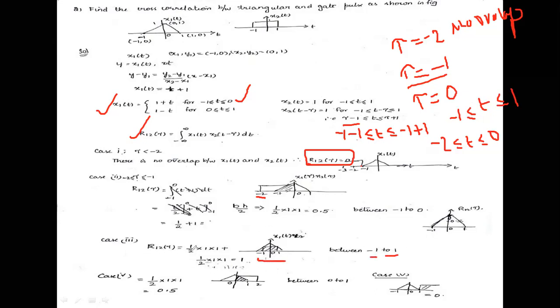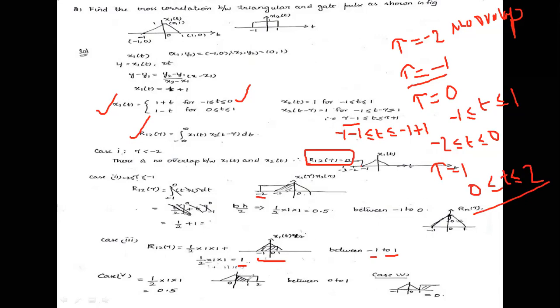It becomes R12 of tau is equal to 1 by 2 into 1 and into 1, that becomes plus 1. And then it's case 4, still it is moving towards the right side. The tau is equal to 1. Tau is equal to 1 means 0 less than or equal to t, less than or equal to tau plus 1. Is 0, 1 means a 2. So it's a range, it changes from 0 to 2 towards the right side.